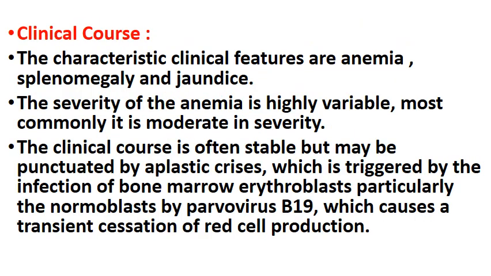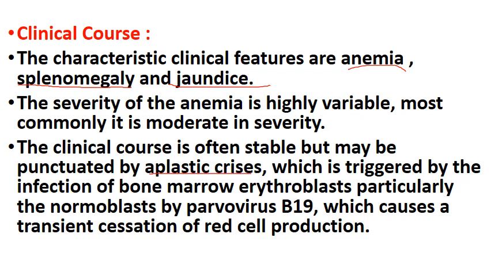The clinical course of the patient with hereditary spherocytosis is characterized by anemia, splenomegaly, and jaundice. Jaundice means yellowing, an increase of bilirubin in the blood. Anemia is a decrease in hemoglobin, and splenomegaly is enlargement of the spleen. The severity of the anemia is variable, but is commonly moderate. Generally, the course of the disease is stable, but sometimes there is aplastic crisis.